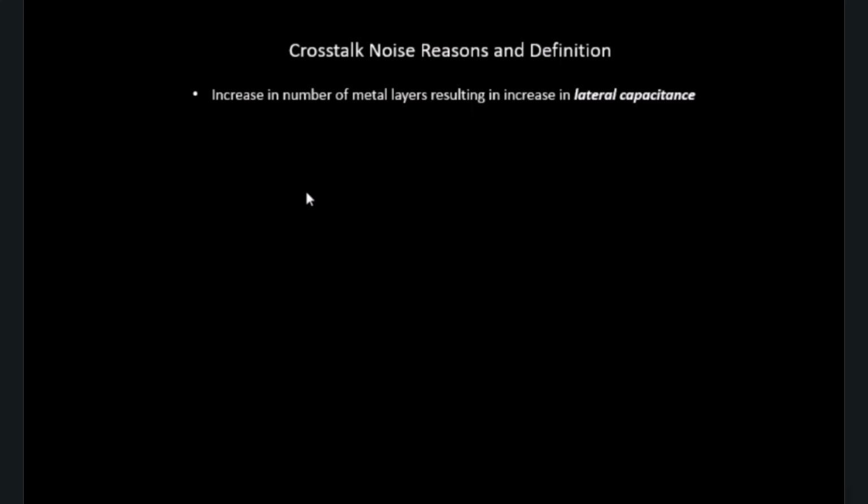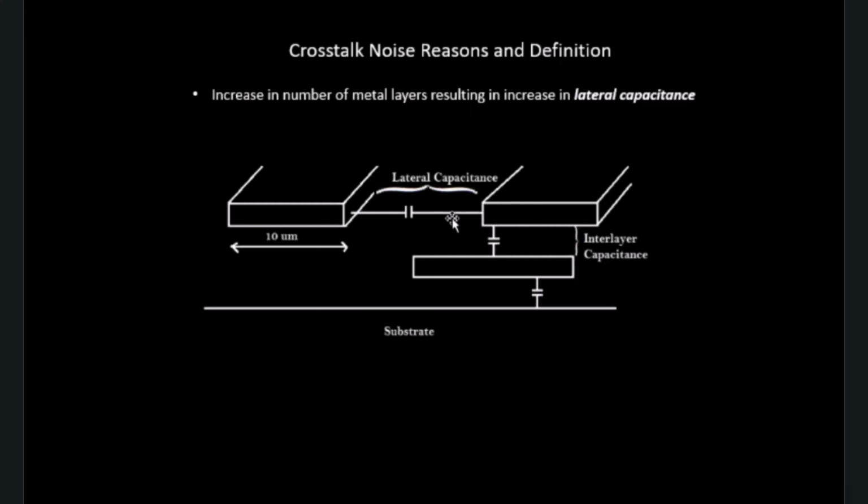Okay, so the next reason that we identified is the increase in number of metal layers resulting in increase in lateral capacitance. So to cut a long line short, let's try to identify the definitions of each and every term in this line. Let's start with the capacitance part. Let me introduce you to different kinds of capacitance. Basically, two kinds of capacitance.